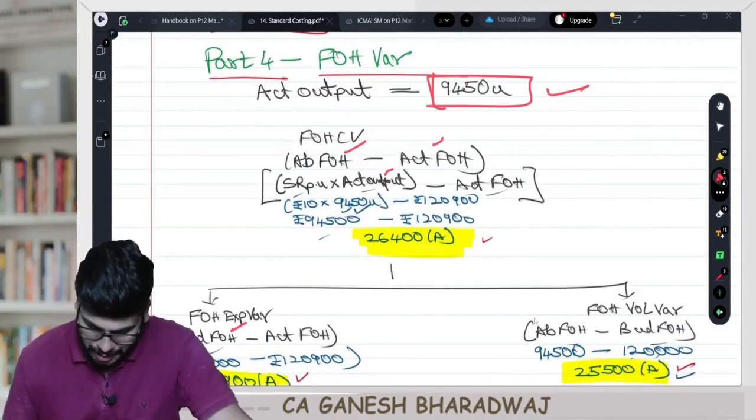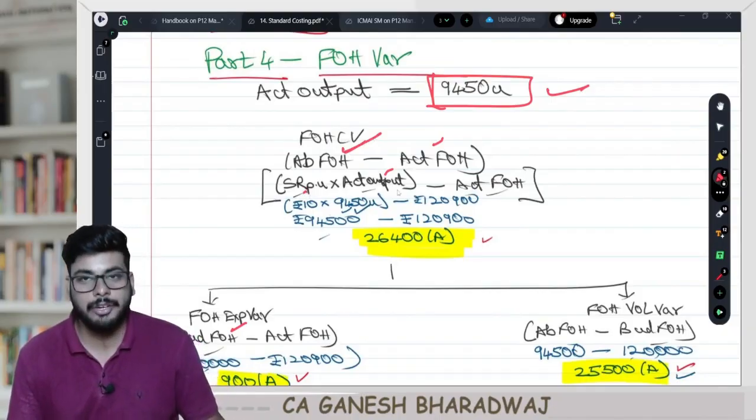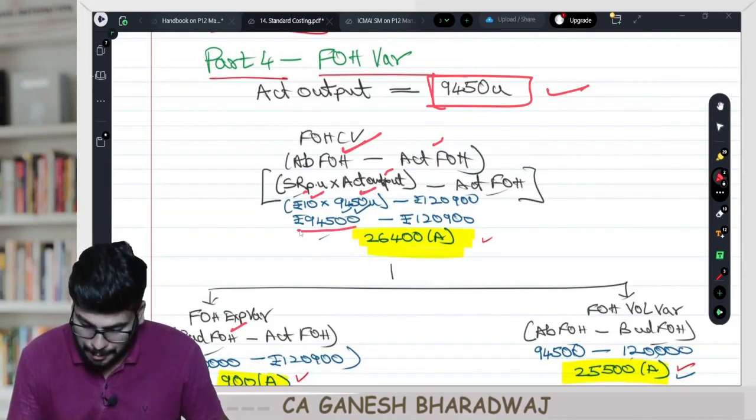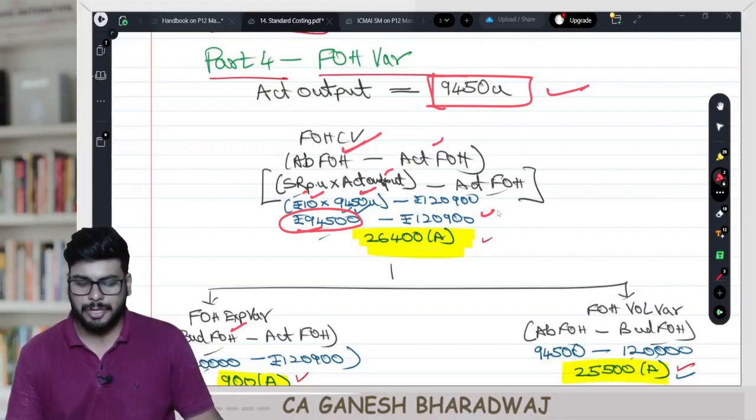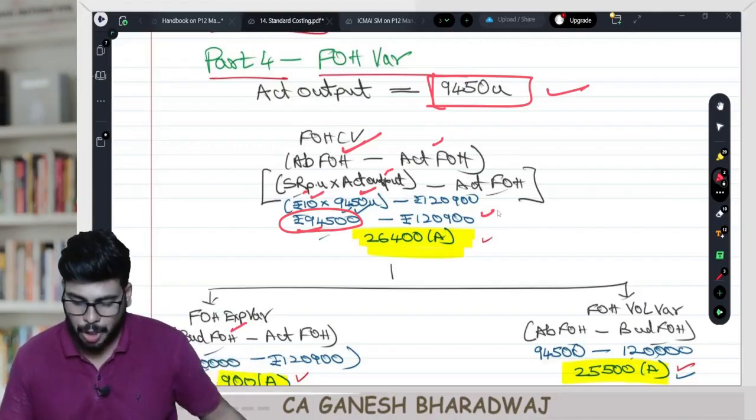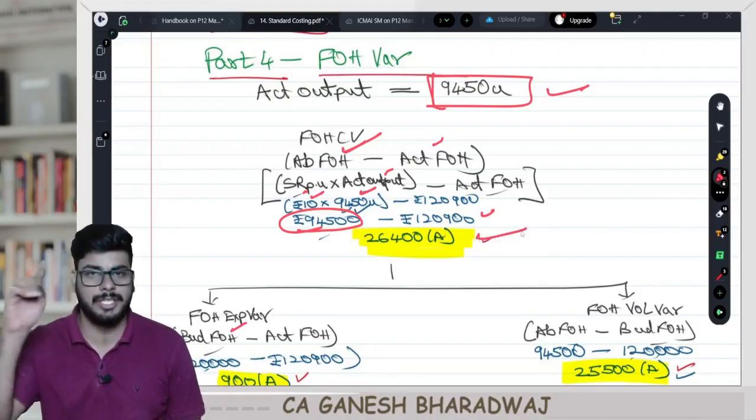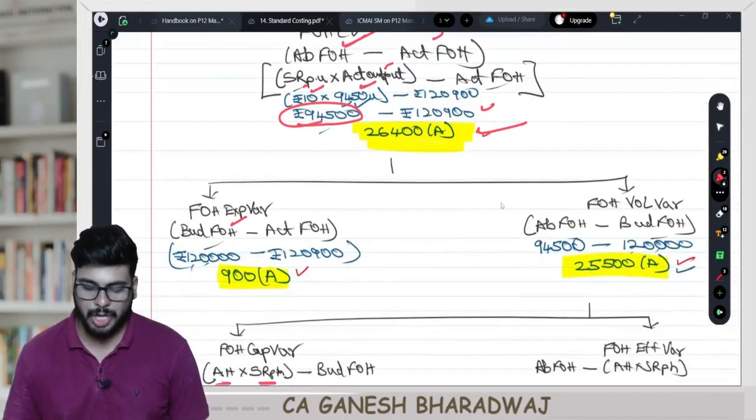So now let's go here and do this. Your absorbed overheads are standard rate per unit into actual output, 10 rupees per unit into 9,450. So I'm absorbing overheads of 94,500, but actual overheads are 1,20,900, which means there is an under absorption, which is an adverse variance. How much is that? 26,400. This gets bifurcated into two: expenditure and volume variance.